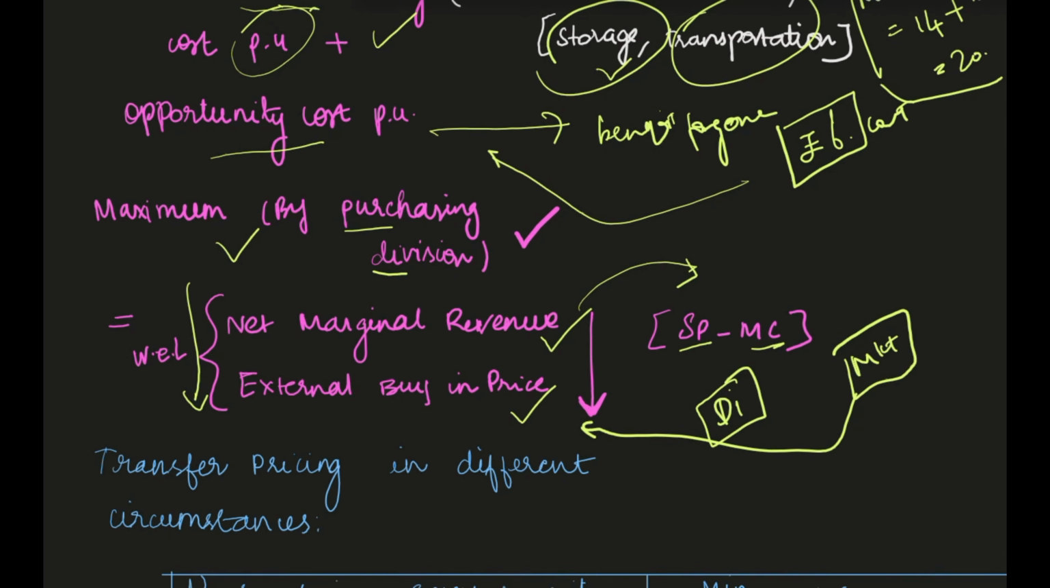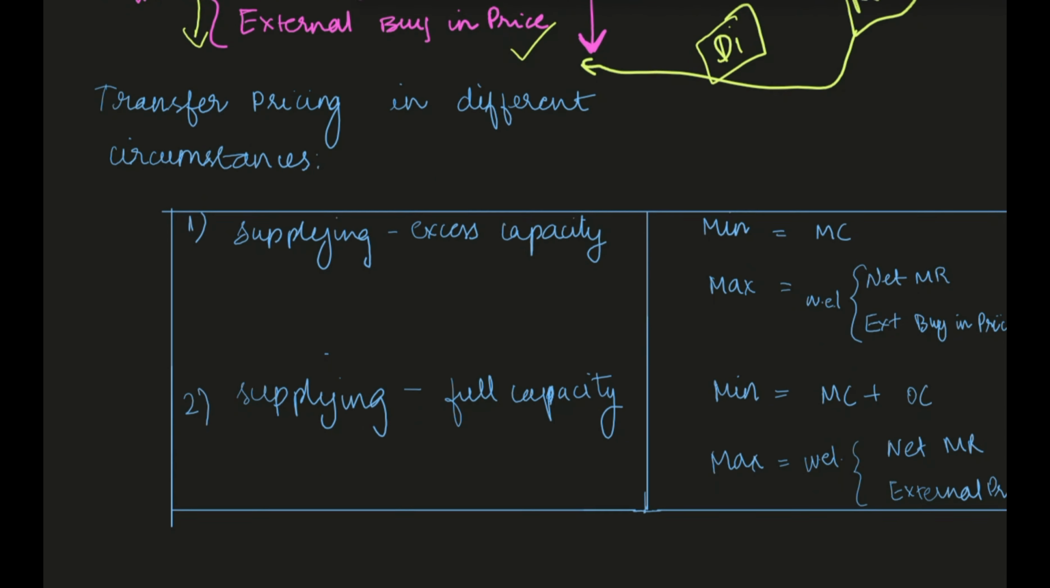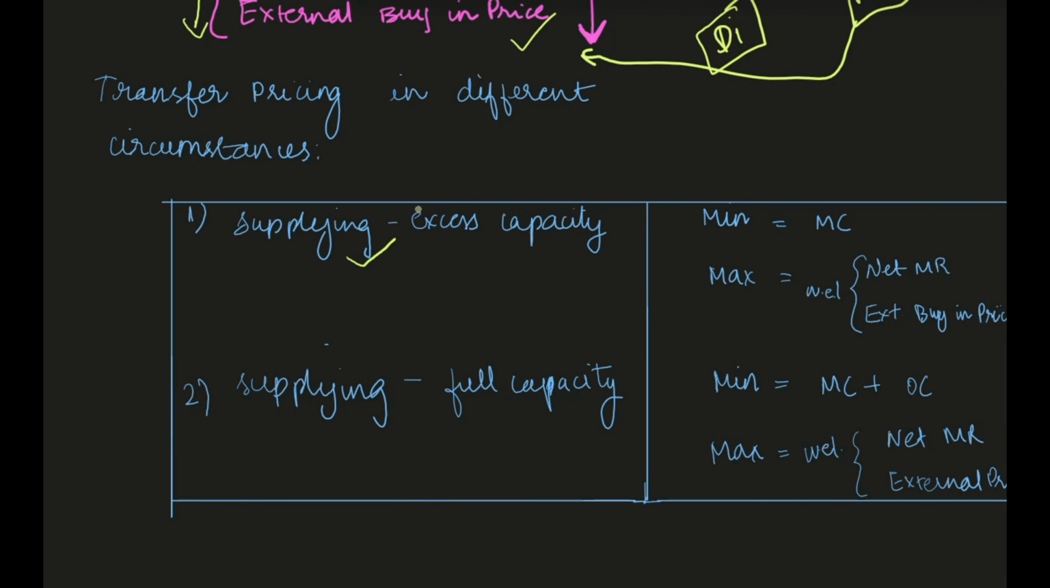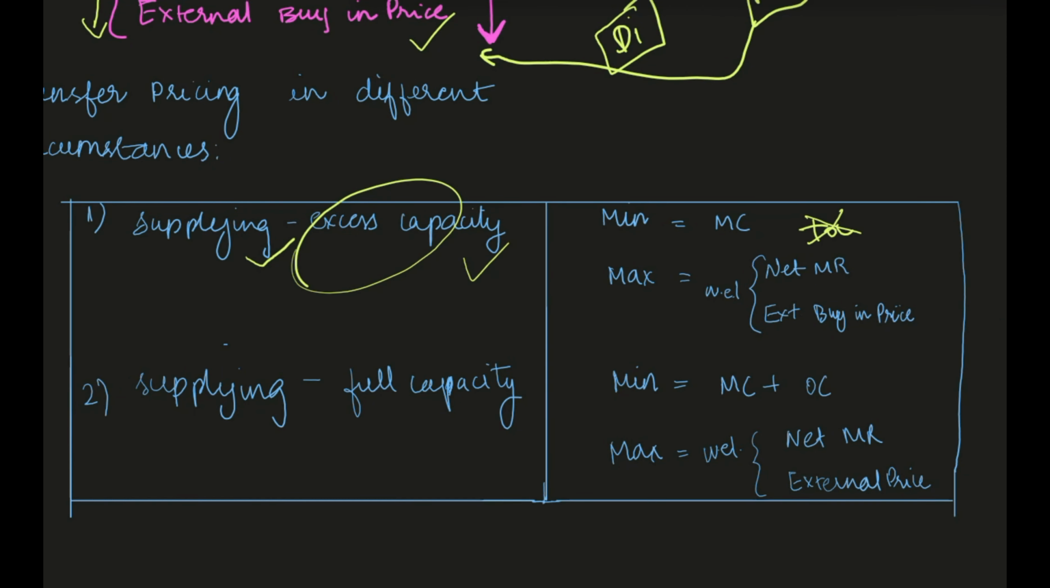Now this formula will change in two different circumstances. First, when the supplying division has excess capacity. Here, we will not be adding the opportunity cost. So the minimum cost will be the marginal cost only, and the maximum will be the same, net marginal revenue and external buying price, whichever is lesser.